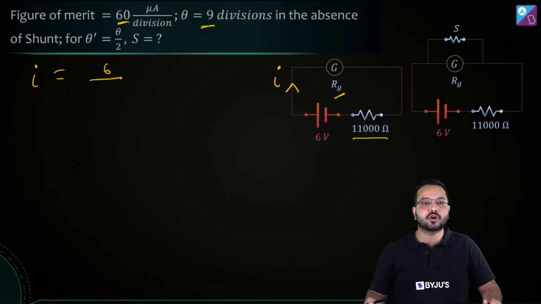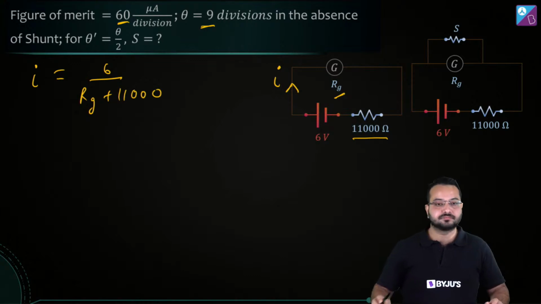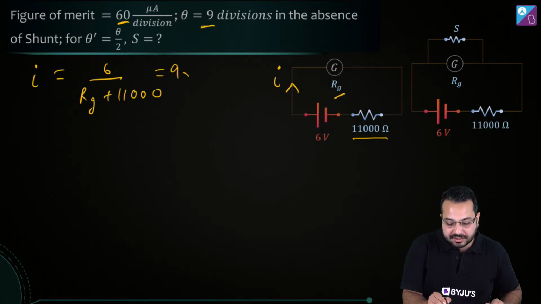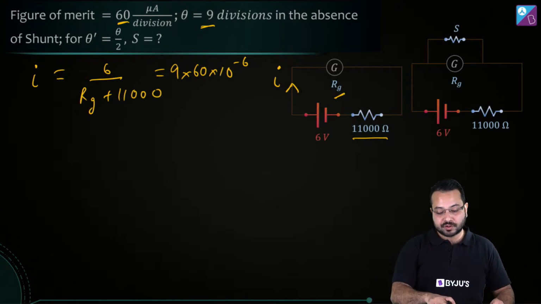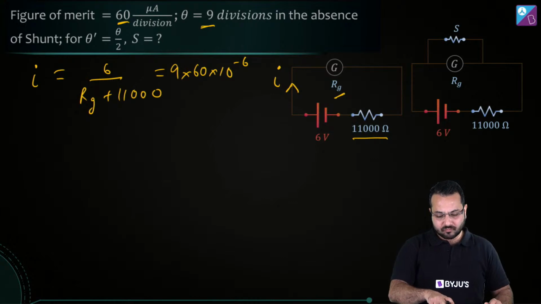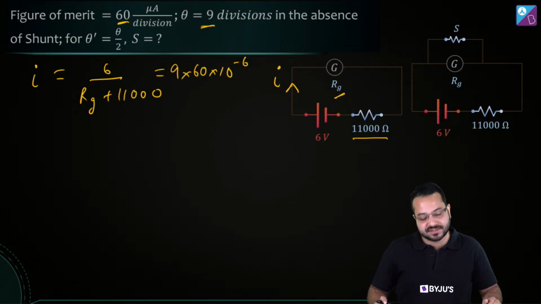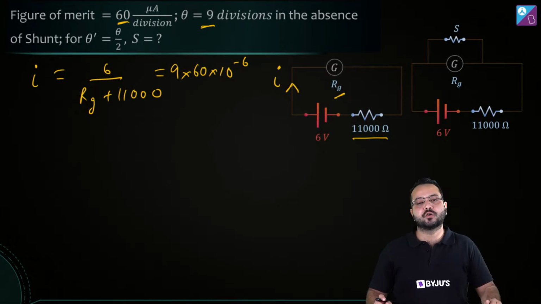Of course they are in series combination. So what will be the net resistance? It is going to be Rg plus 11,000, correct? And what is this current? This current is going to be 9 divisions multiplied by 60 microampere. I'm converting that to ampere, of course. So this is 9 divisions into the value of 1 division, which is 60 into 10 to the power minus 6 ampere. Is that right? Now this tells me that I can find the value of Rg.